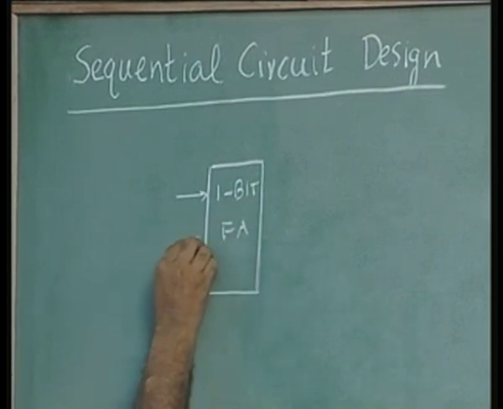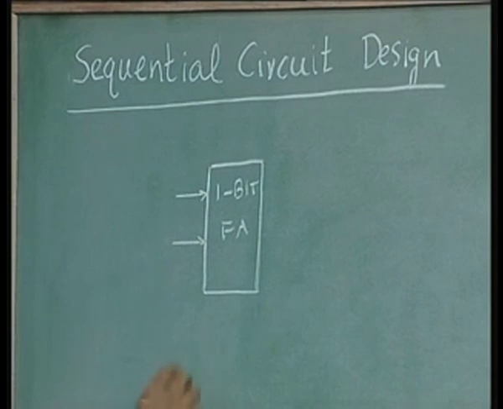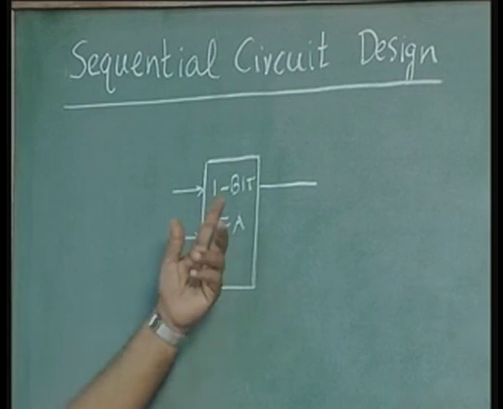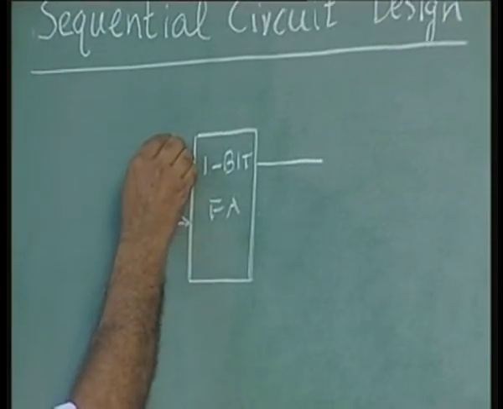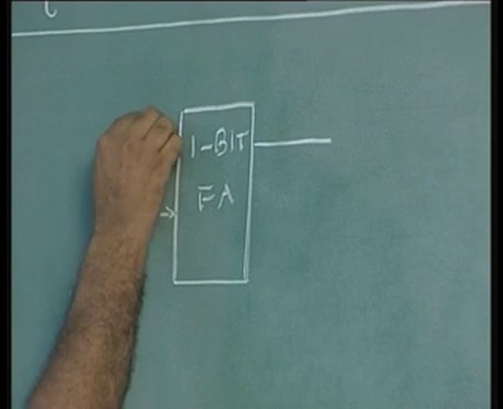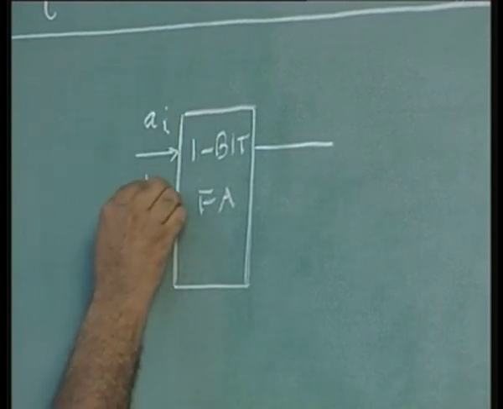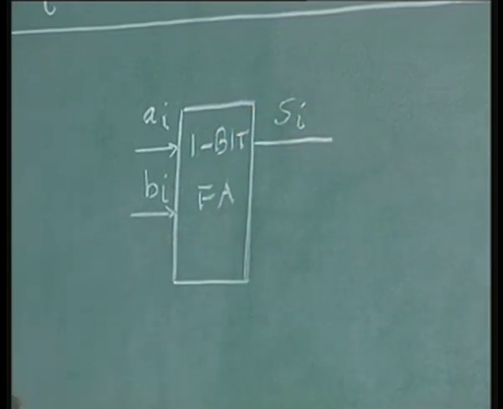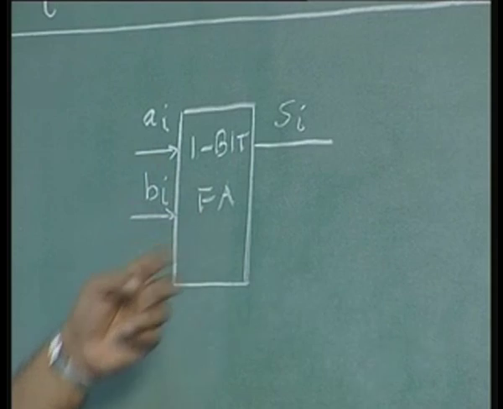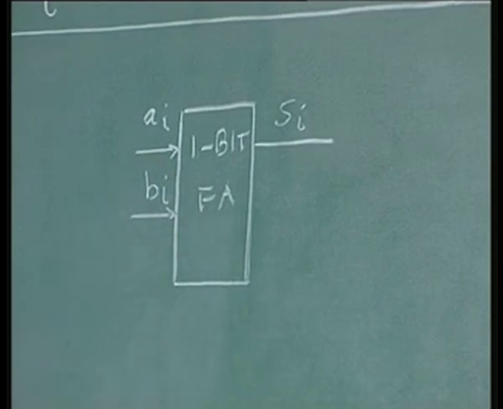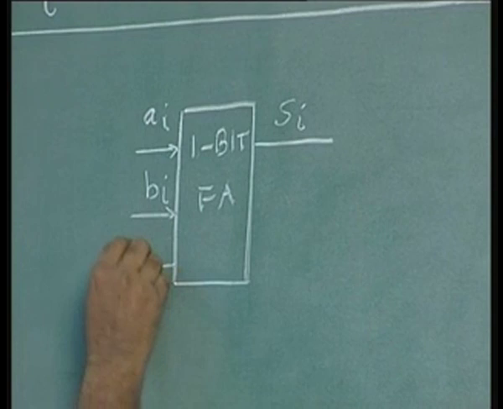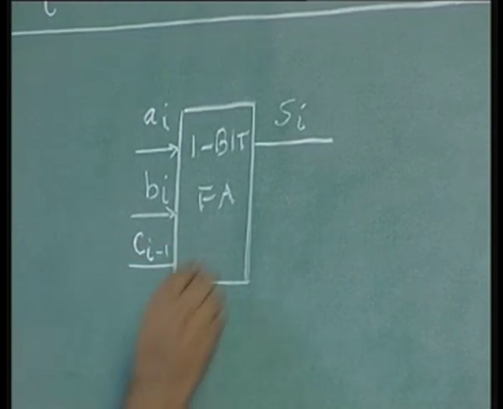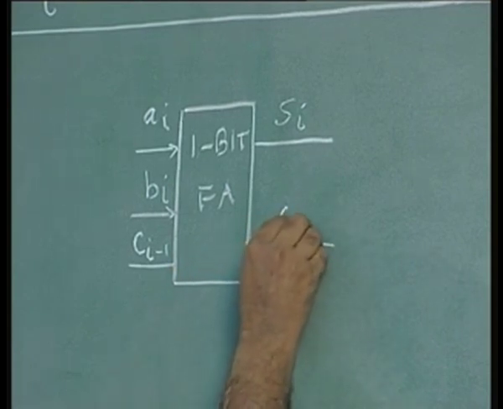With 2 inputs and the sum. But we know that a 1 bit full adder requires, in addition to this A and B, let us call this Ai and Bi, and this is some Si. This is what we have used in the previous lectures for the signals of full adders. We also in addition have Ci minus 1, the carry from the previous bit position, and the carry output for the current position.